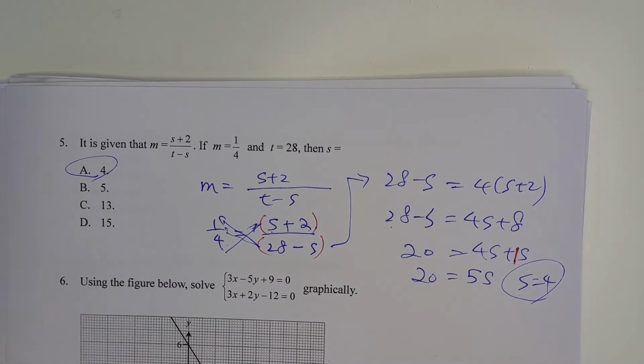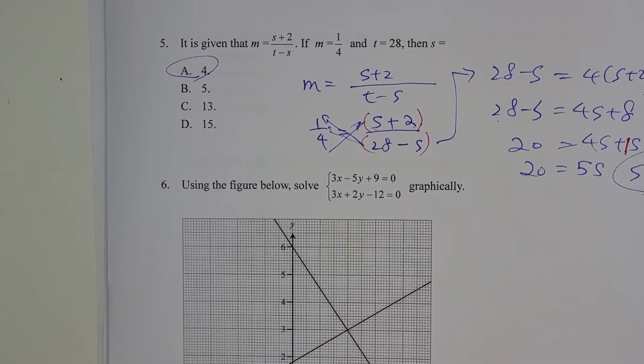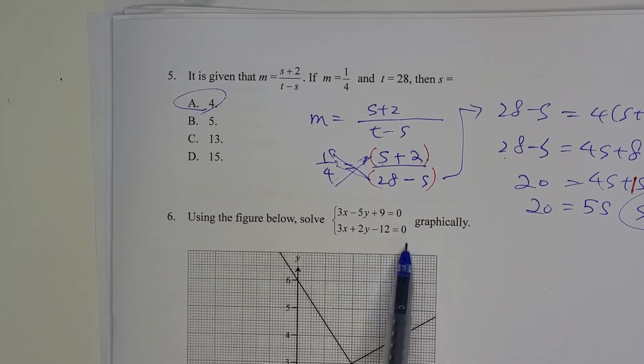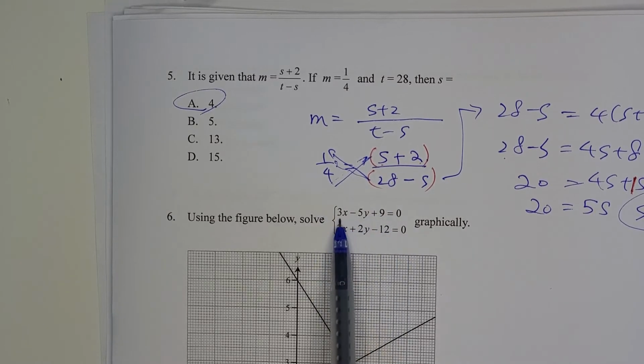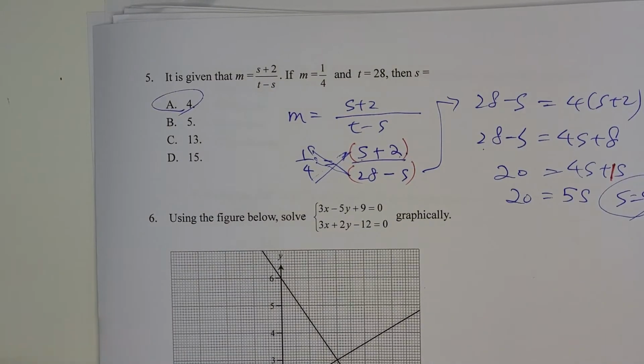Okay, if you have no problem, then move to question number 6. Use the figure below, solve the equations. This is called a simultaneous equation, okay, with 2 unknowns and 2 equations graphically.